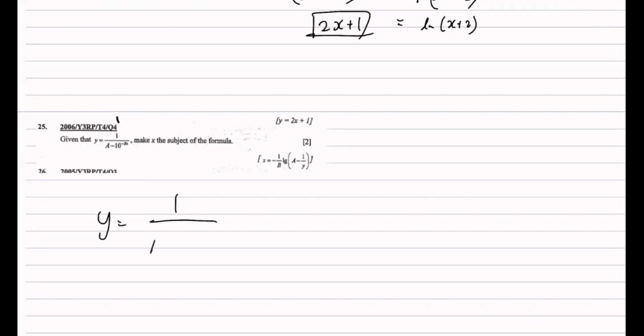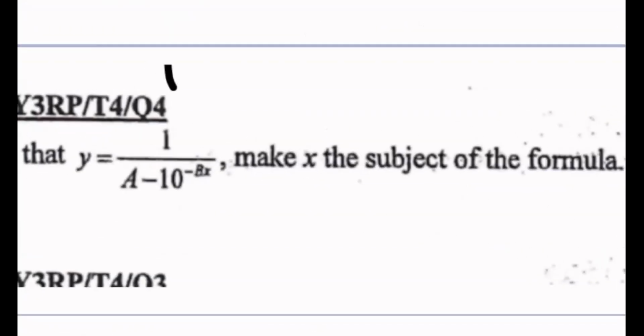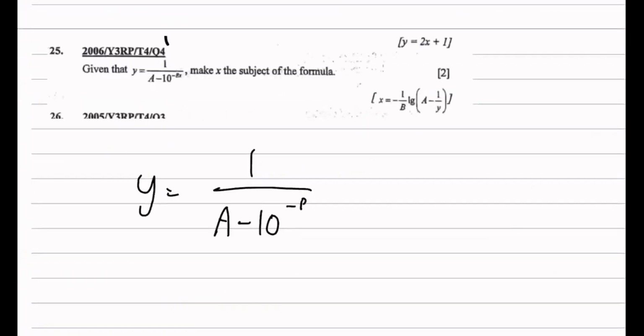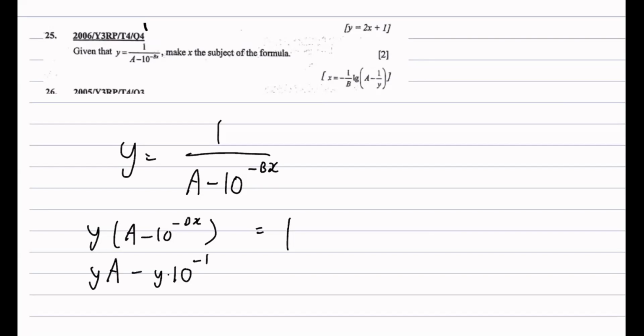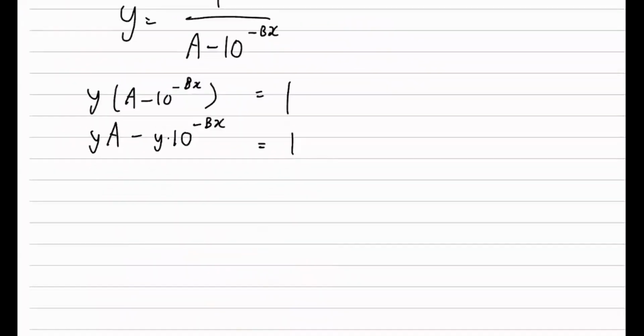y equals 1 over a minus 10 power negative bx. What do we want as the subject again? x as the subject. So maybe I multiply on both sides. So y multiplied by a minus 10 to the power of negative bx equals 1. Then distribute, so you get y times a minus y times 10 to the power of negative bx. Which term involves x, left or right? Right. So leave this alone. The other one we don't want, throw away. So we bring it to the other side, we get minus ya.